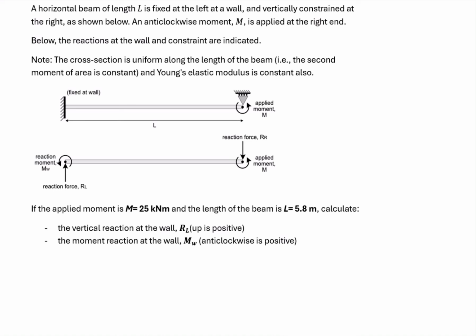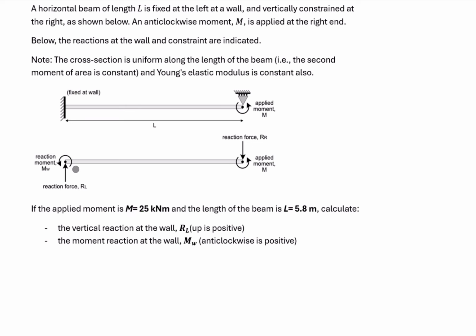We need to derive the reaction force at, for example, the fixed support at the wall. The vertical reaction force at the wall is RL, and the moment reaction at the wall is MW. So it also provides reaction force. The free body diagram is shown here.